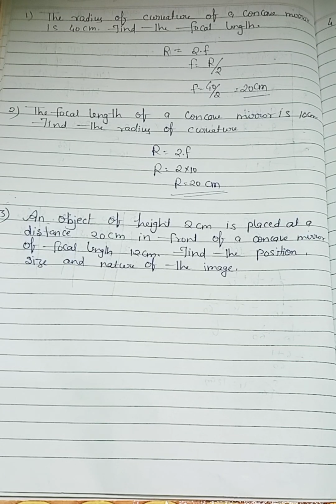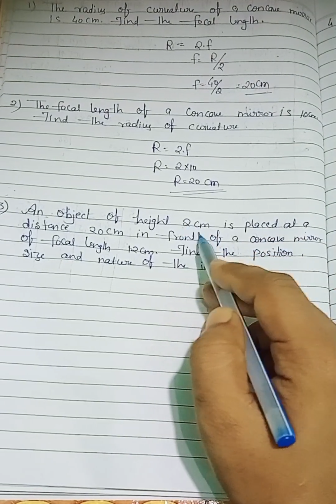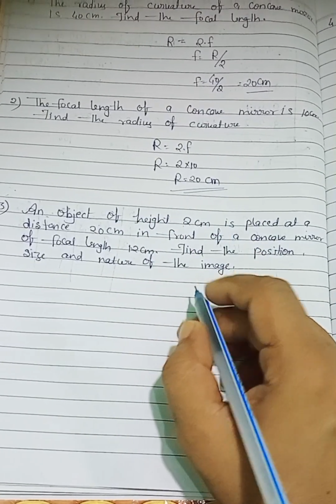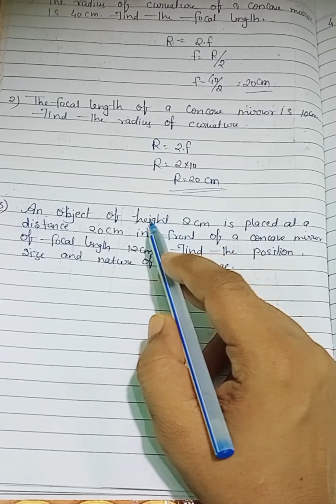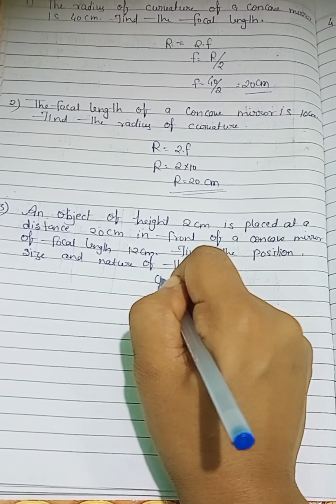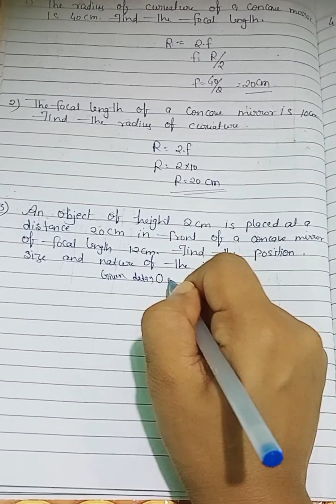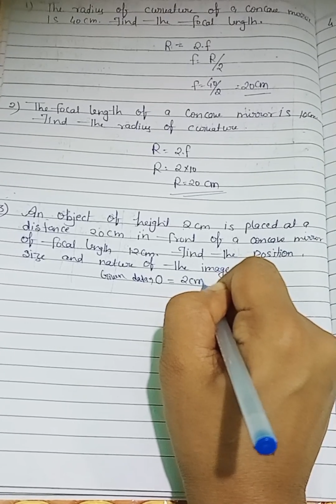An object of height 2 centimeter is placed at a distance 20 centimeter in front of a concave mirror of focal length 12 centimeter. Find the position, size and nature of image. For this question you only need to follow the steps, you just put the values. First, the object's height is 2 centimeter. The symbol we use for object height is O. So here you will write the given data: O, the size of object, is 2 centimeter.